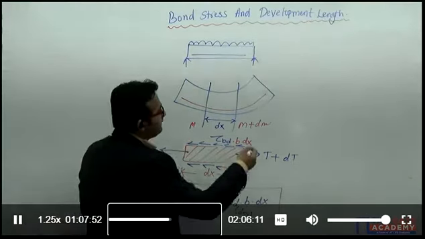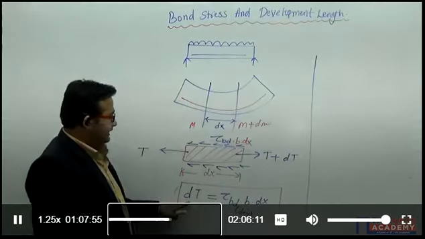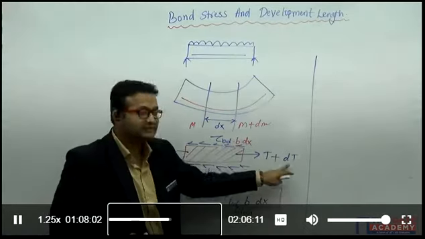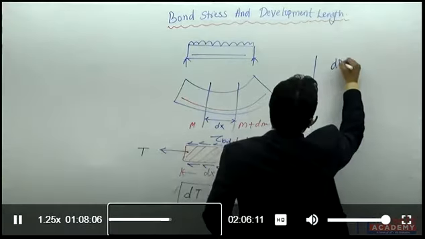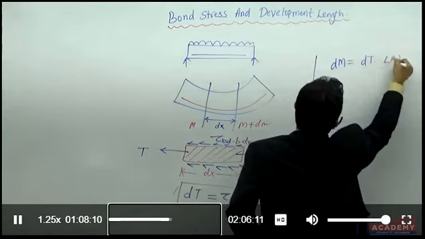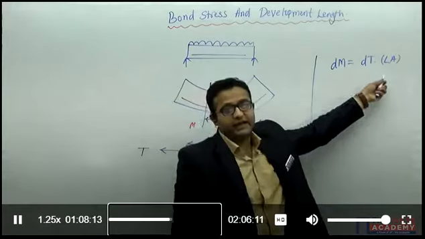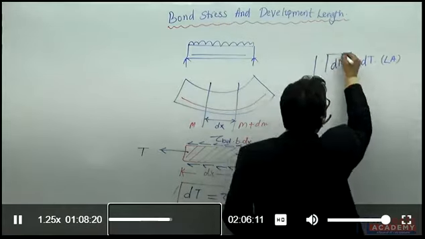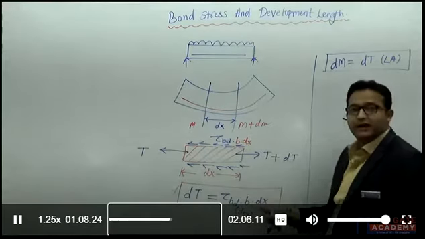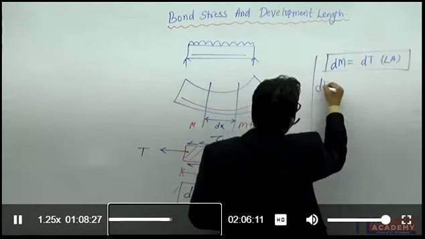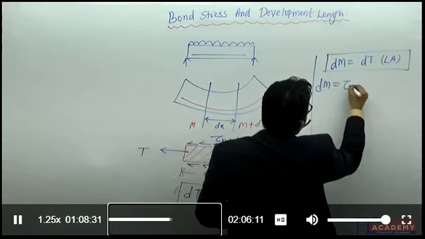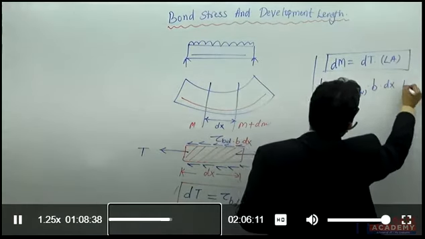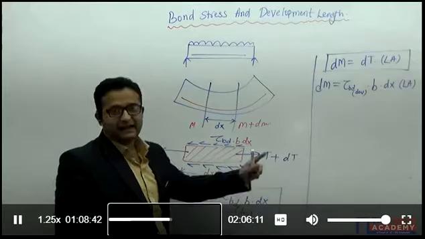So we can see here that this dT is causing this additional bending moment. So we can write dM is equal to dT into lever arm, right? dM equal to dT into lever arm, and I know my dT is equal to tau bd into b into dx. So I can write dM is equal to tau bd developed into b into dx into lever arm.